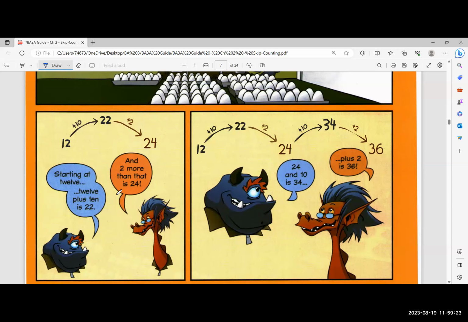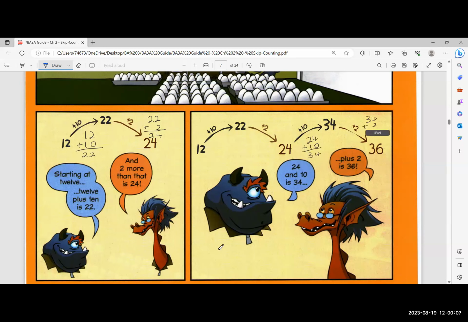So what they did first is 12 plus 10, giving us 22. And then they added the ones digit, which is 4. And then they just repeated this over and over again, seven times. And right here we see that 24 plus 10 gives us 34, and 34 plus 2 gives us 36.